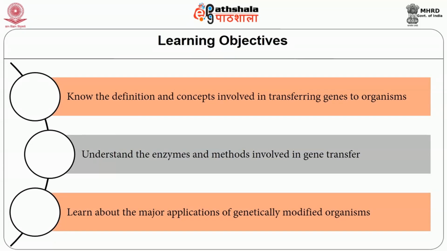After completing this module, you will be able to know the definition and the concepts involved in transferring genes to organisms, understand the enzymes and the methods involved in gene transfer, and learn about the major applications of genetically modified organisms. This module is part of the Food Biotechnology paper. It is designed to give an overview of the definition and the concepts of gene manipulation, its insertion into a vector, the nuances of the creation of genetically modified organisms, and their applications.